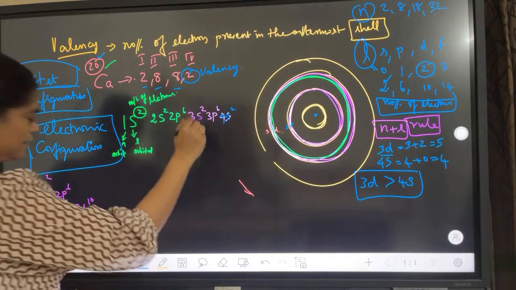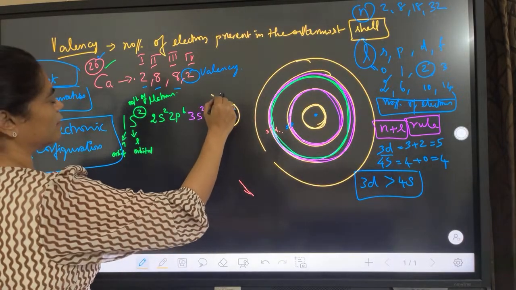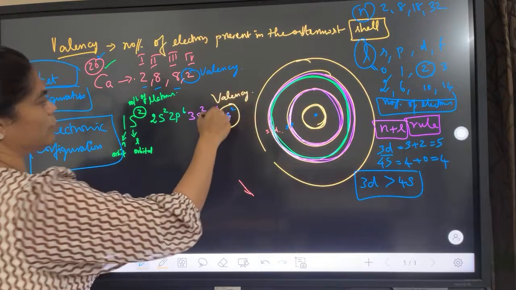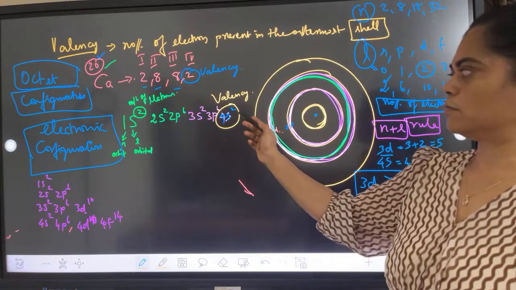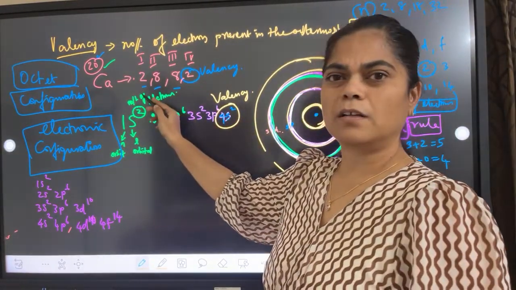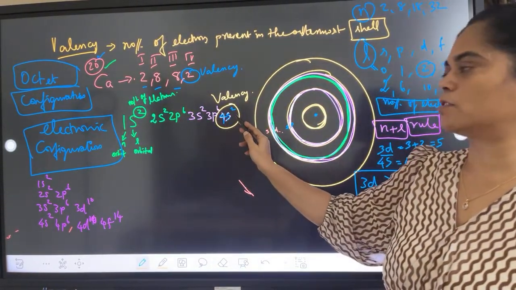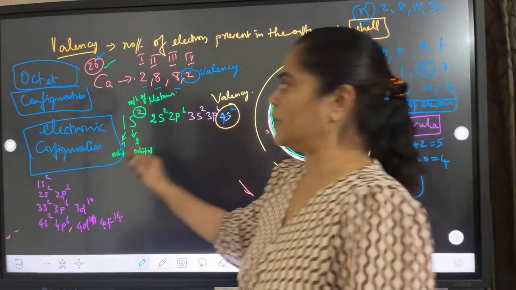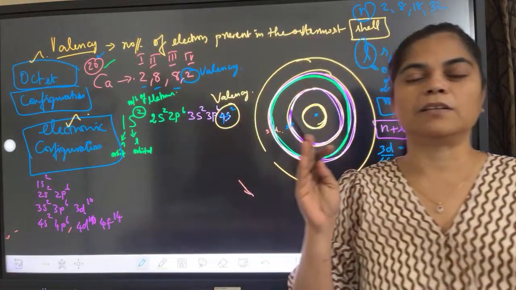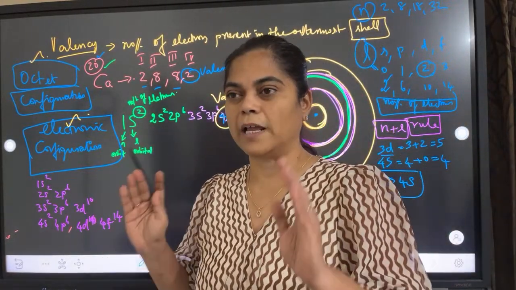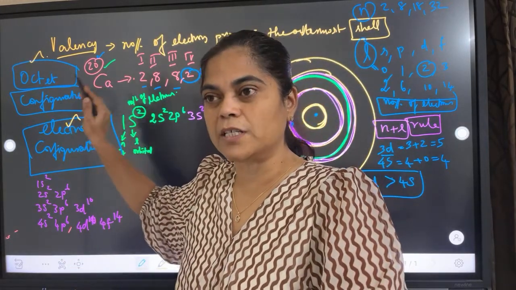So the fourth orbit comes. Clear? So what is the valency now? It is the number of electrons present in the outermost orbit. How many electrons are there? 2. So you can write the octet configuration as well as the electronic configuration for calculating the valency of a particular atom or element. By writing the octet configuration, it is very easy.